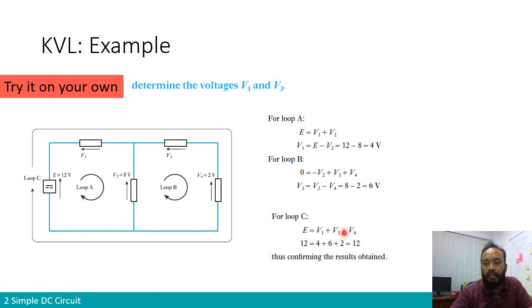So we have found V1 and V3, 4 plus 6, plus V4 given 2, it equals 12. So we have confirmed that 12 equals 12. We can confirm that the results obtained for V1 and V3 are correct. So we have basically verified the results. Okay.